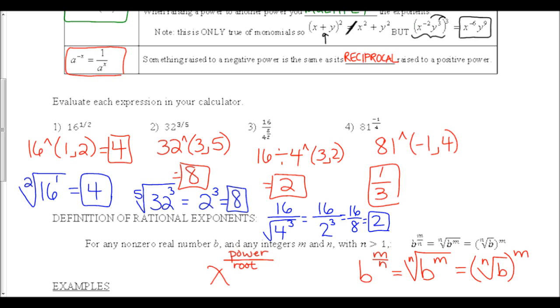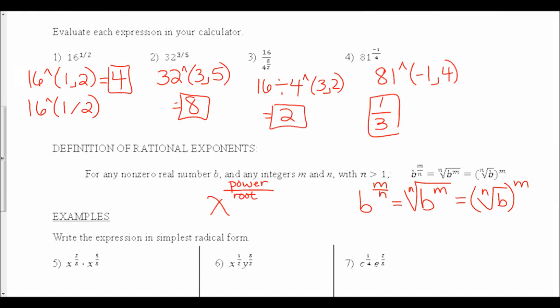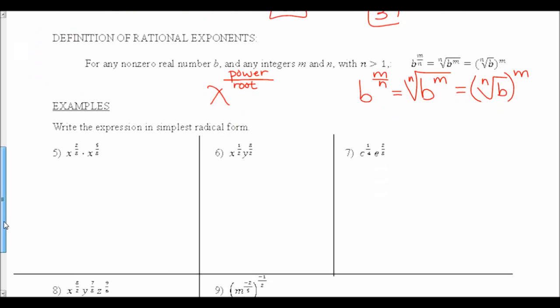For number 4, I had 81 to the negative 1/4. First of all, the negative in the exponent means this is the same as 1 over 81 to the 1/4 power. Then I also want to think of the 1/4 power as meaning the 4th root of 81 to the 1st power. 81 is 3 times 3 times 3 times 3, so I can take that out from underneath, and I have 1/3.